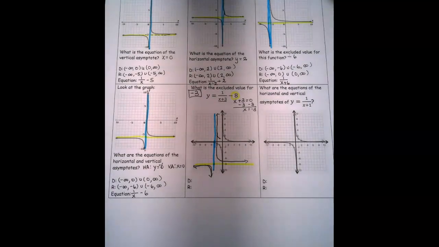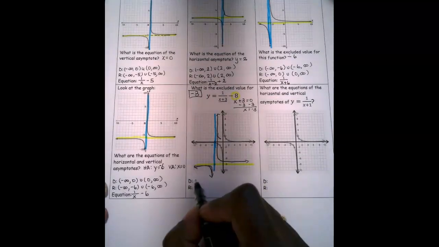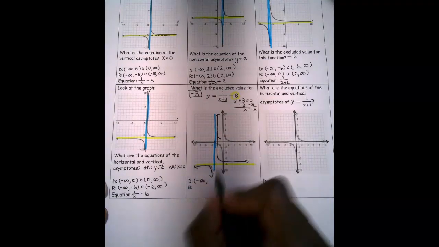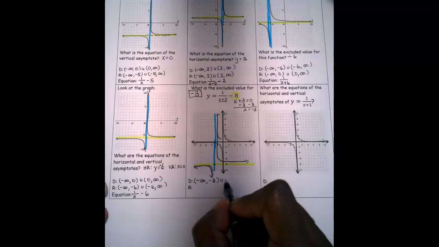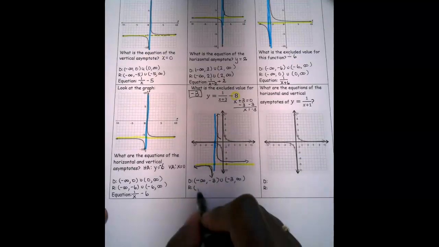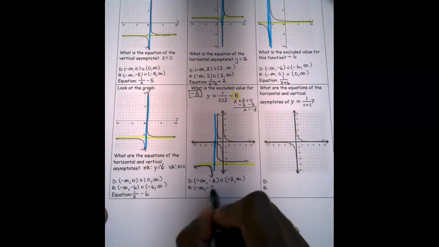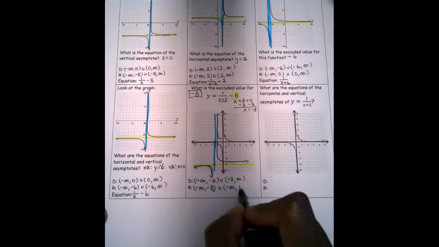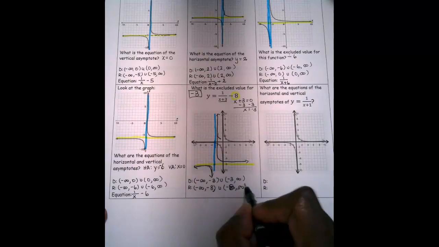So notice again, our curves have to approach the asymptotes, but cannot go past the asymptotes. So our domain here would be from negative infinity to negative 3, union negative 3 to positive infinity. And our range would be from negative infinity to negative 8, union negative 8 to positive infinity.